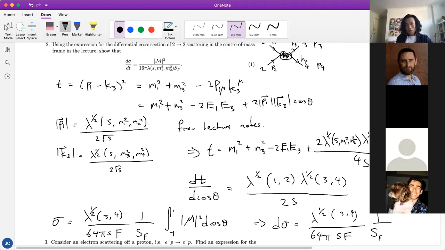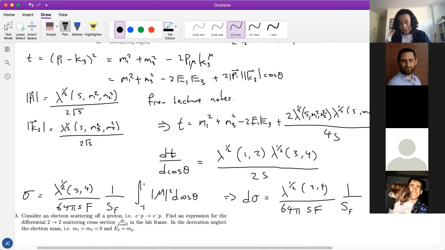Okay, this is good. Just be careful. This is the Mandelstam variable S, and then the center of mass factor F, and this SF is the symmetry factor, so it's S subscript F. Don't get those two confused. My handwriting might not be helping, but they're different things. M squared, and then you get 2S dt over lambda half 1, 2, and lambda half 3, 4. Okay, cool. Now we can cancel off a whole bunch of things.